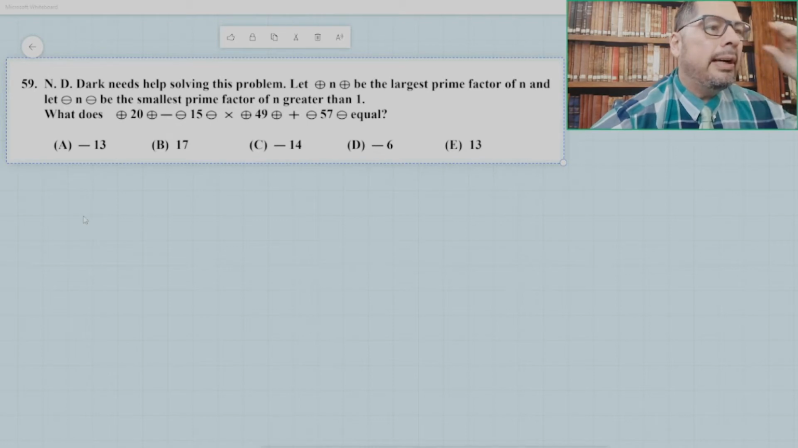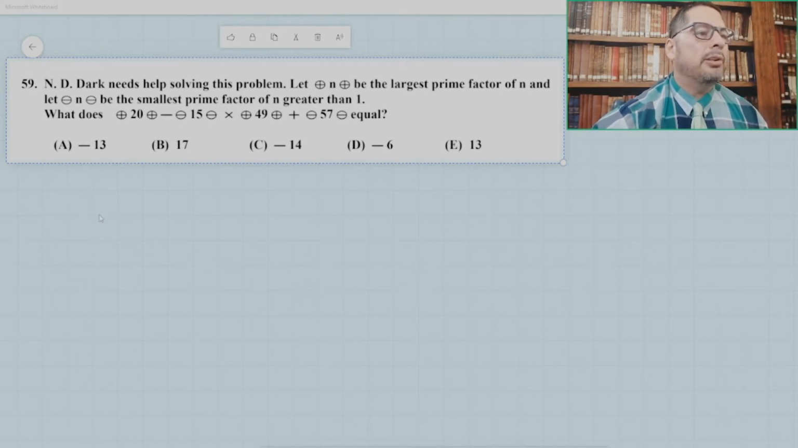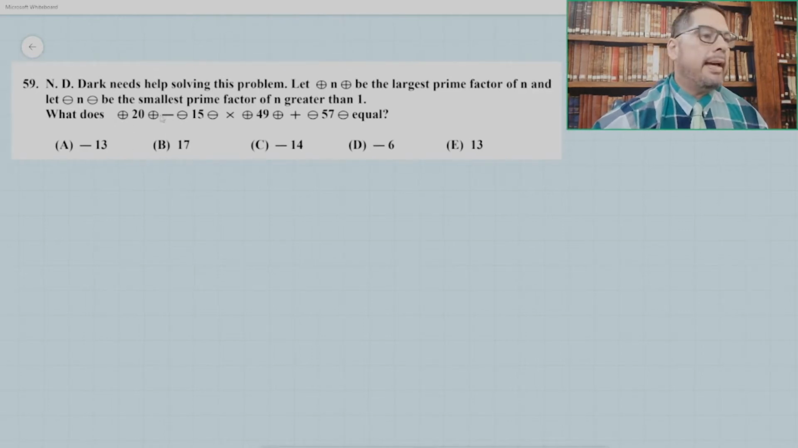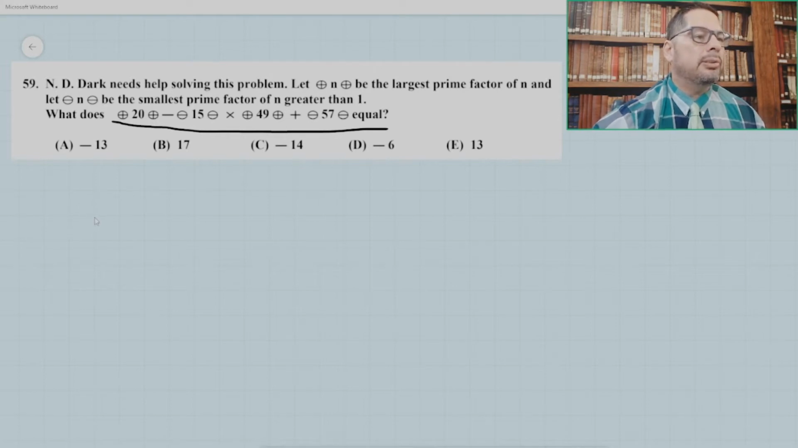So when the operand is surrounded by a circle plus, we are supposed to get the largest prime factor of n, and when it's surrounded by a circle minus, we're supposed to get the smallest prime factor of n greater than 1. And then we're going to adhere to order of operations. So if we look at our expression, we're going to go with the circle plus 20 circle plus. That one we need the largest prime factor.